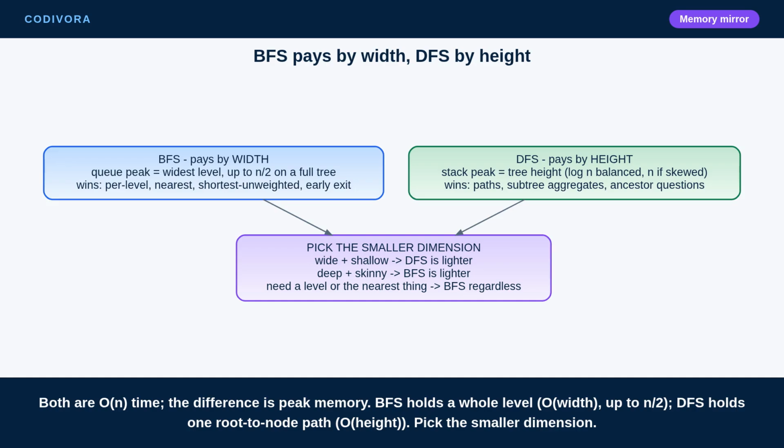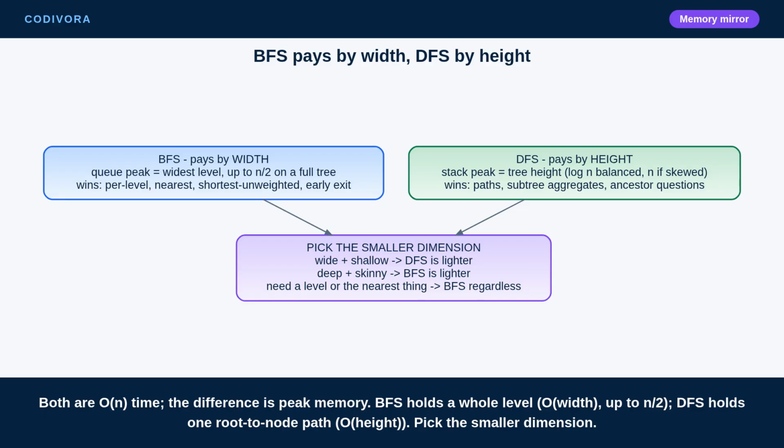Here's the trade-off interviewers love. Both BFS and DFS visit every node once, so both are O of n time. The difference is peak memory. BFS holds an entire level in its queue. That's the width, up to half the nodes on a full tree's bottom row. DFS holds just one root to node path on its stack. That's the height. So on a wide bushy tree, DFS is lighter.